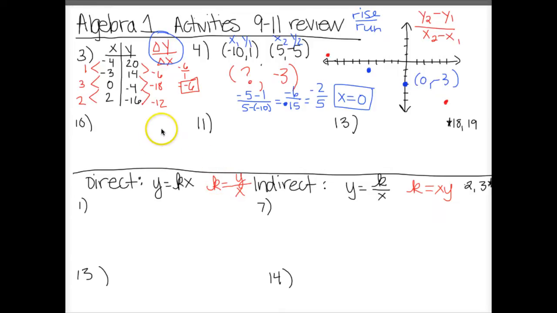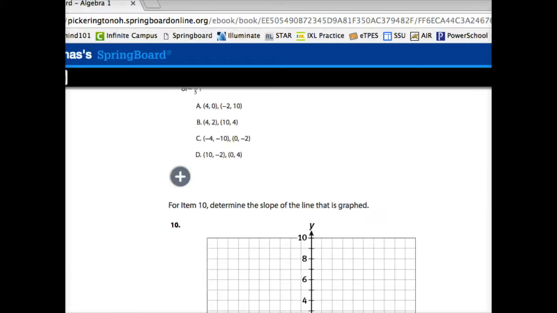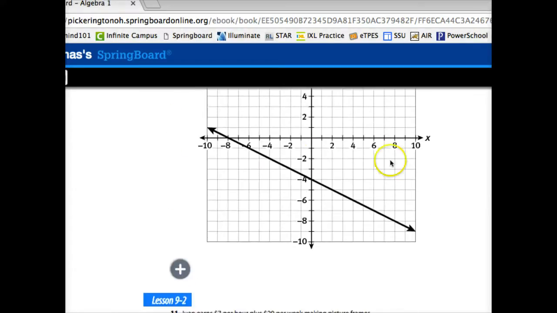Next one I want to look at is number 10, which goes back to this rise over run thing. Now for number 10, I'm going to need to show you the picture. So this is the graph that you had in your book, and it asked you to calculate the slope from the line that's graphed. So this means you need to draw the little triangle.